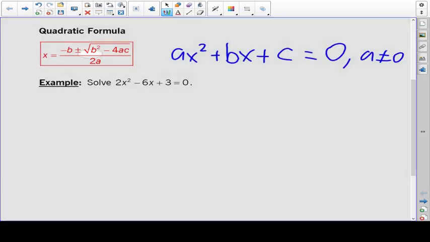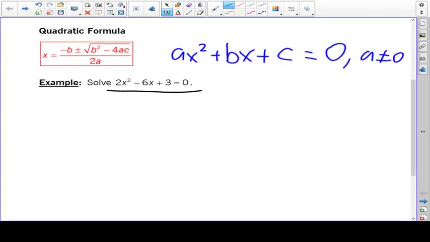So how do we use the quadratic formula to solve this equation? 2x squared minus 6x plus 3 equals 0. If we were going to factor this, we'd be looking for two numbers that multiply to 6 and add to negative 6. There are no such numbers, so we can't factor that even if we wanted to. So we need a way to do this if we can't factor it. That's where the quadratic formula comes into play.